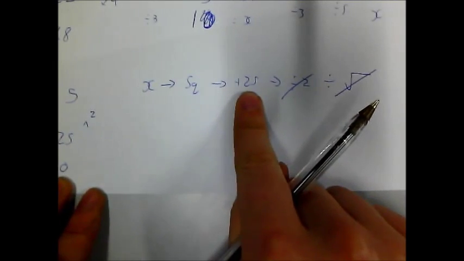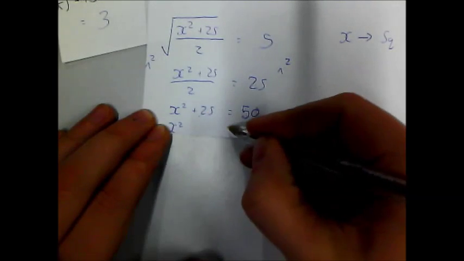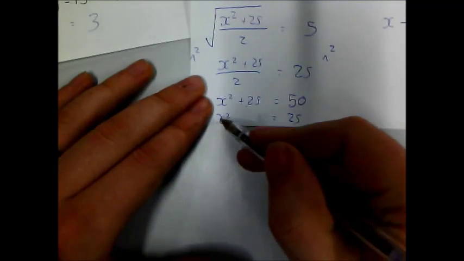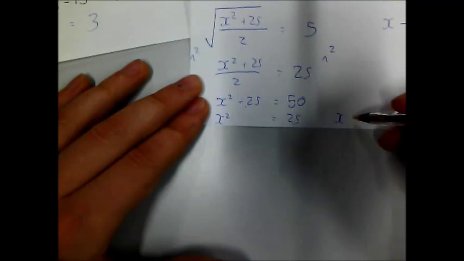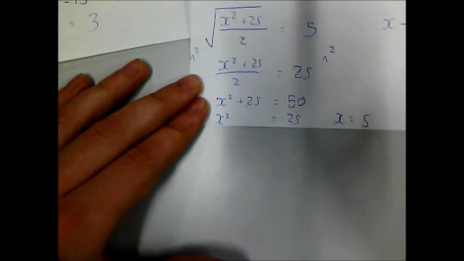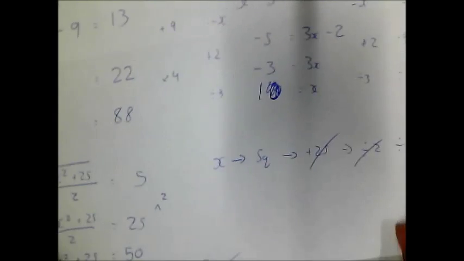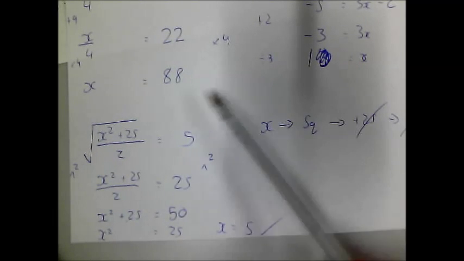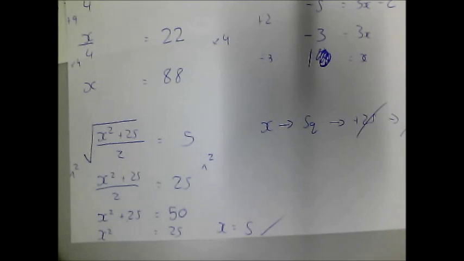I now want to get rid of the plus 25, so I'm going to take away 25 from both sides. So I get x squared equals 25. Now the opposite of squaring is square rooting. So the square root of x squared is x, square root of 25 is 5. So 5 is your final answer. Really good job if you managed to get that without any help. Don't forget you can use this technique to help you if you're a little bit stuck until you get used to doing some of these.